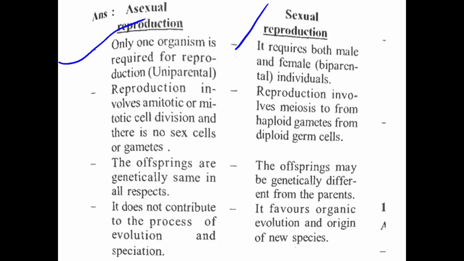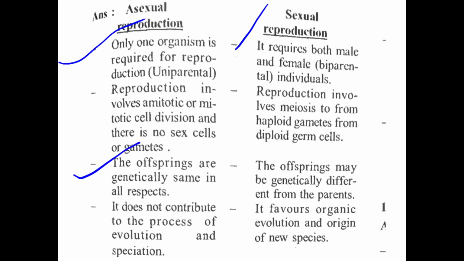Asexual reproduction involves mitotic cell division, and there are no gametes. In asexual reproduction, gametes are not involved, and in sexual reproduction, gametes are involved. Copulation is not involved in asexual reproduction, whereas copulation is involved in sexual reproduction. Fertilization does not take place in asexual reproduction, whereas fertilization takes place in sexual reproduction.